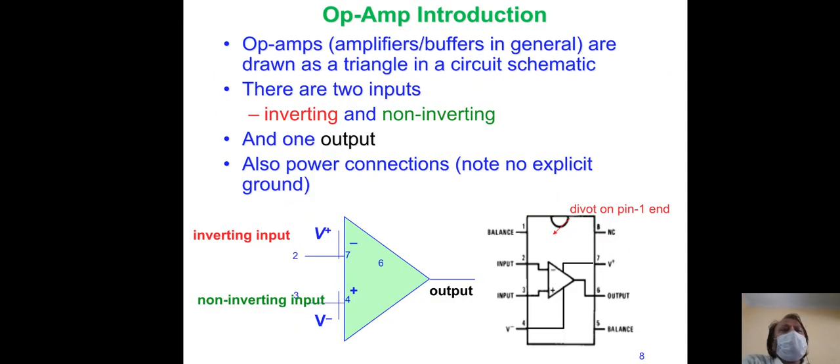Now the introduction to the op-amp. The amplifier can also be used as a buffer. In general it is drawn as a triangular symbol in the schematic. There are two inputs, an inverting input and a non-inverting input, and only one output terminal. The other terminals, the DC supplies, are not shown.